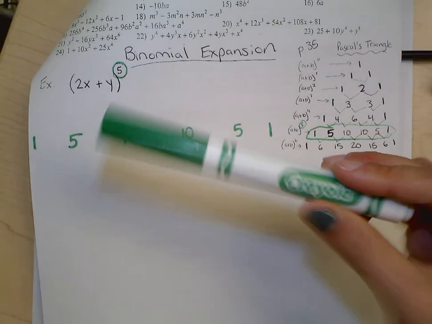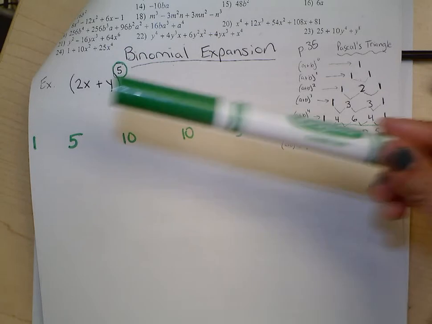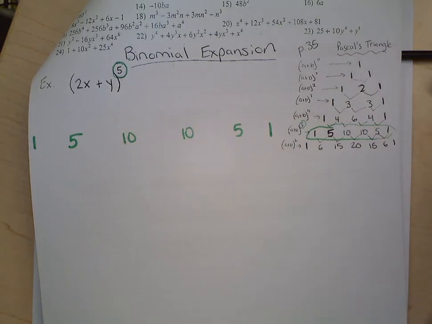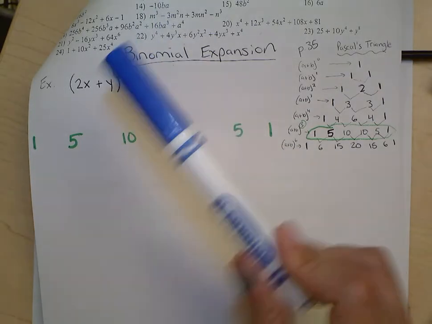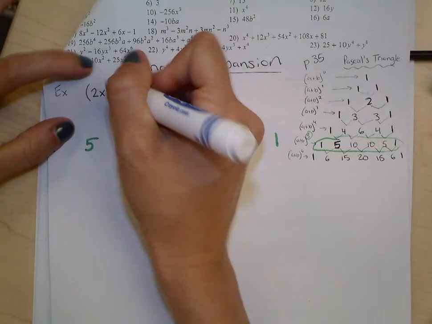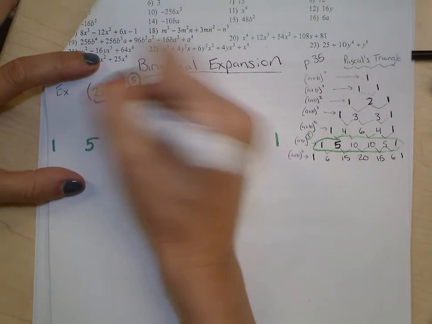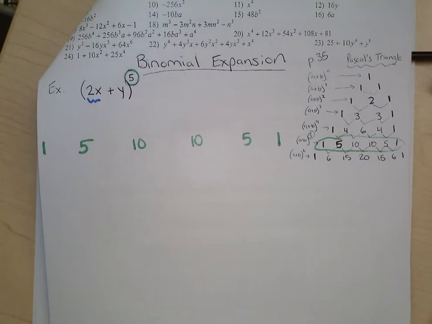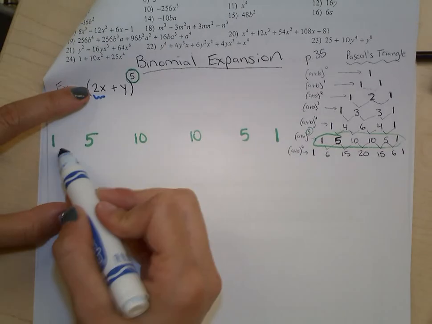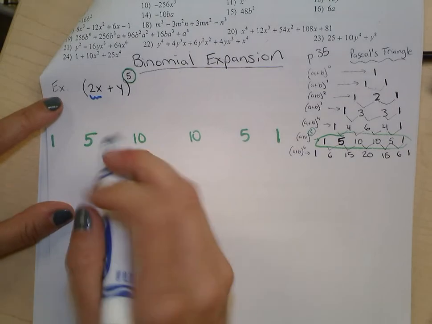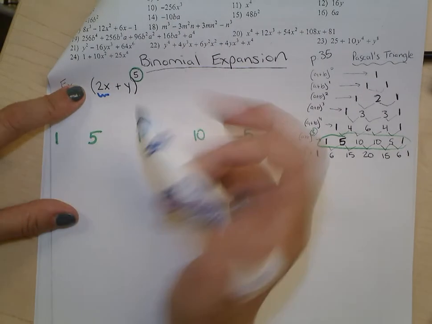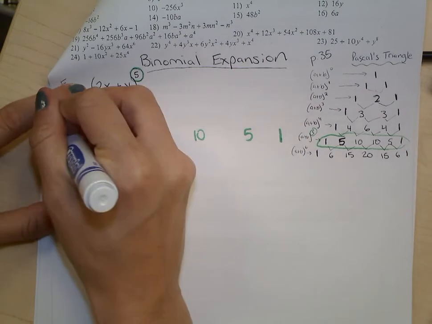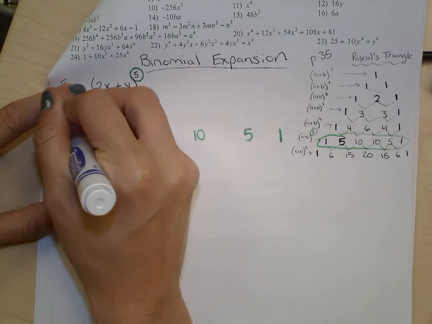Now I'm done with this color. So if you're using your colors, we're done with the green. We got our coefficients. Now for my other color, I'm going to deal with the first term here. So my first term is 2x. So on my very left-hand side, my first coefficient, the pattern is I start out with 2x to the 5th power.